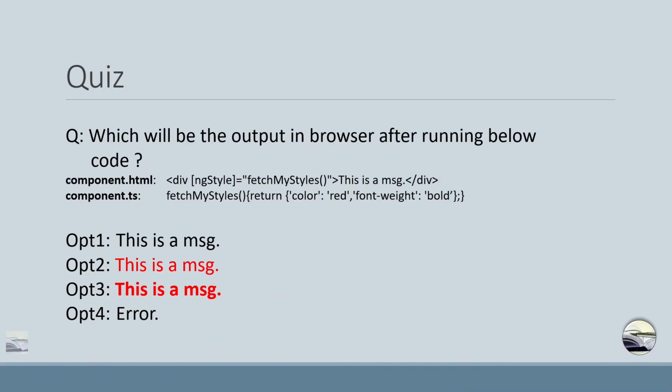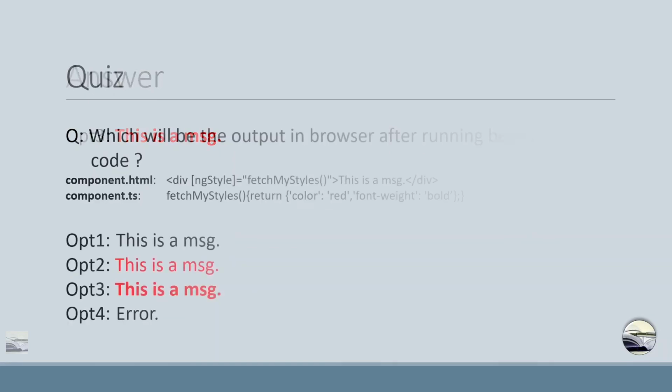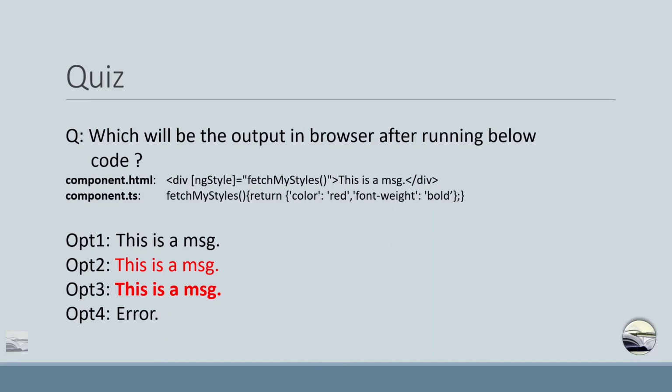What will be the output in the browser after running the below code? In the component HTML, we have one division using ngStyle, which is using one method, fetchMyStyle, and there is one division message here. And in the component we have one method, fetchMyStyle, which returns an object. The correct answer is option 3. This is just another example that you can use your methods as well in ngStyle to give a complete object, and you can return a complete object from your methods.